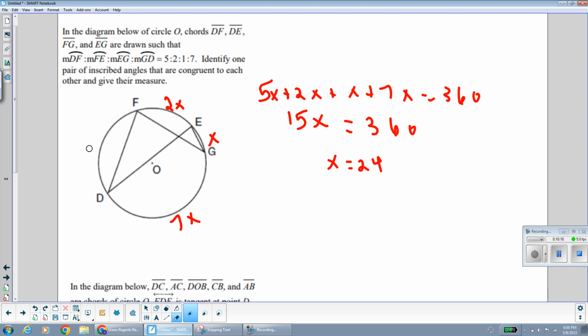So this would be 5 times 24. Let me replace that with what it is. That would be 120. This would be 7 times 24. Let me replace it with what it actually is. That would be 168. That would be 24. And this would be 48.